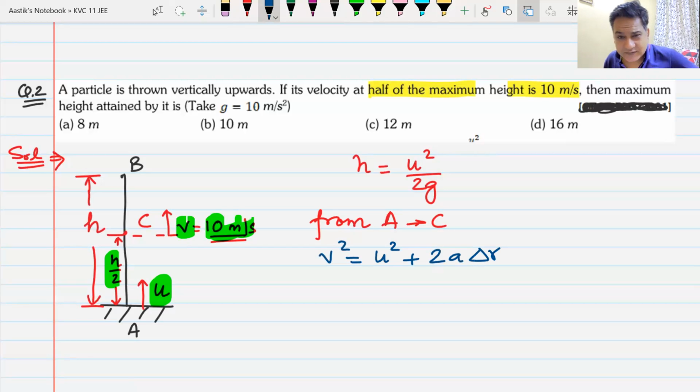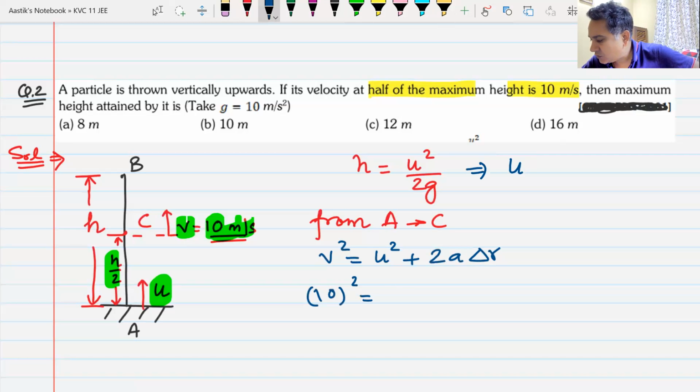Now there are different ways in which you can use this. v square, what is the value of v square? It is 10 square, yes or no? v square, 10 square, is equal to, here I know h is u square by 2g. I am not supposed to find u. Actually, I'm supposed to find h. So what I'll do is I will write u square as 2gh. So in place of u square, I can write 2gh.